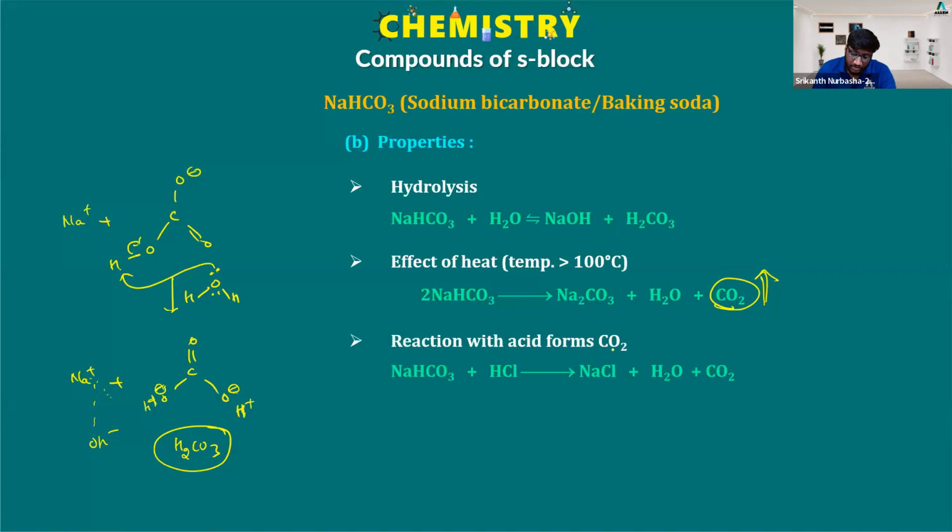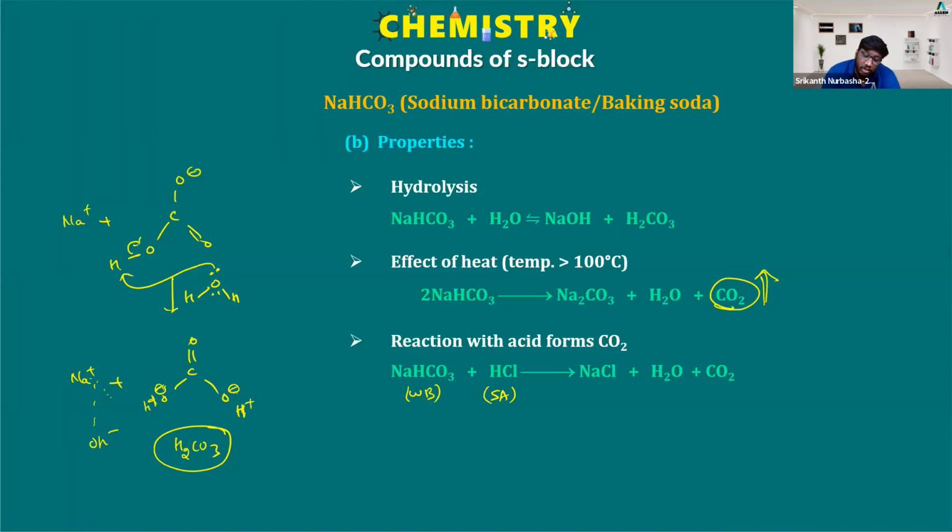Reaction with acid forms CO2 because a weak base will be reacting with a strong acid. The strong acid HCl can react with the weak base NaHCO3, forming NaCl, H2O and CO2. Reaction with base can also happen. NaHCO3 can also react with a strong base like NaOH to form Na2CO3 and H2O.